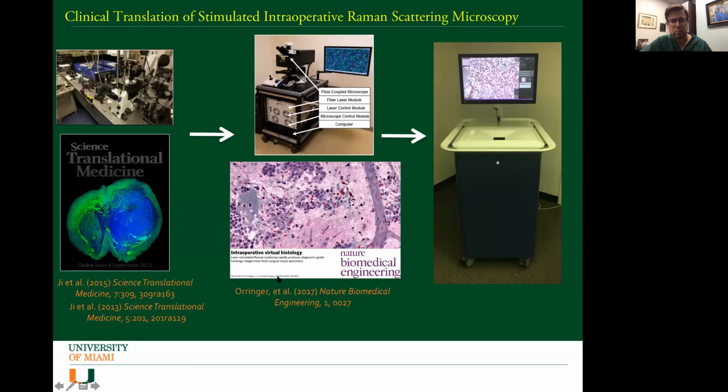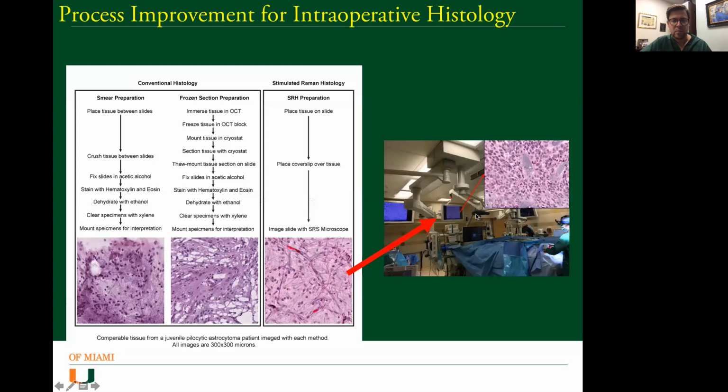And this work has been greatly developed by Dr. Orringer and others at the University of Michigan and has been published widely. And at the end of their research, they developed this system, which is seen here on the right, which is now produced by Invenio, and it's called the NIO imaging system. And what this does is use stimulated Raman histology to provide instantaneous tissue visualization like a frozen.